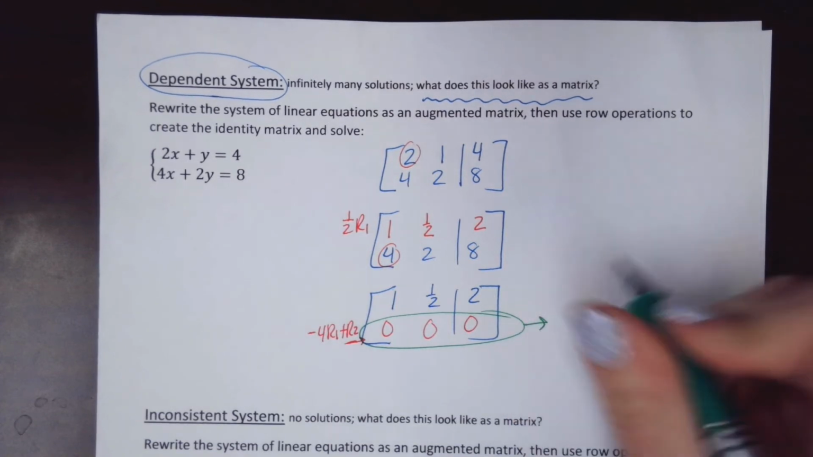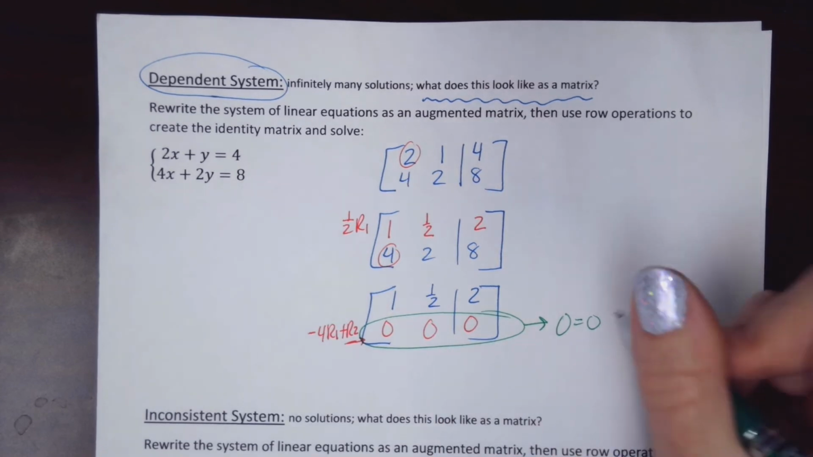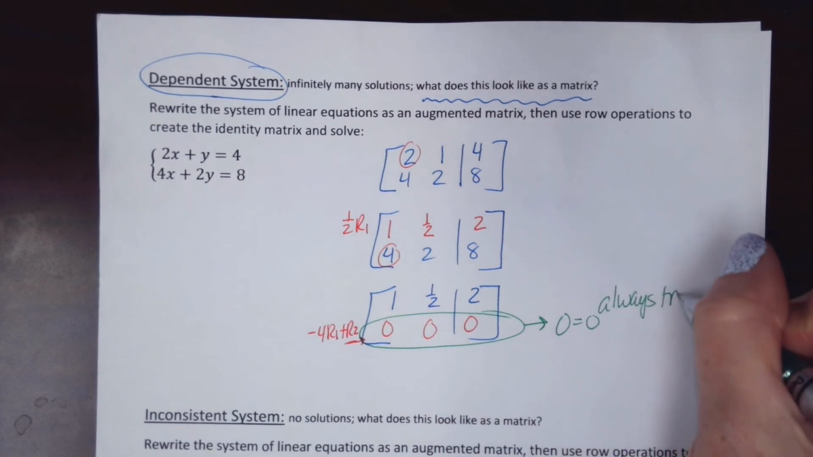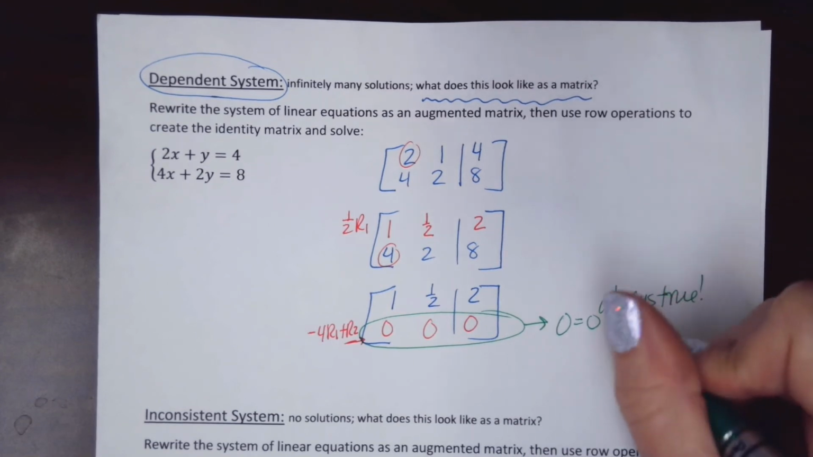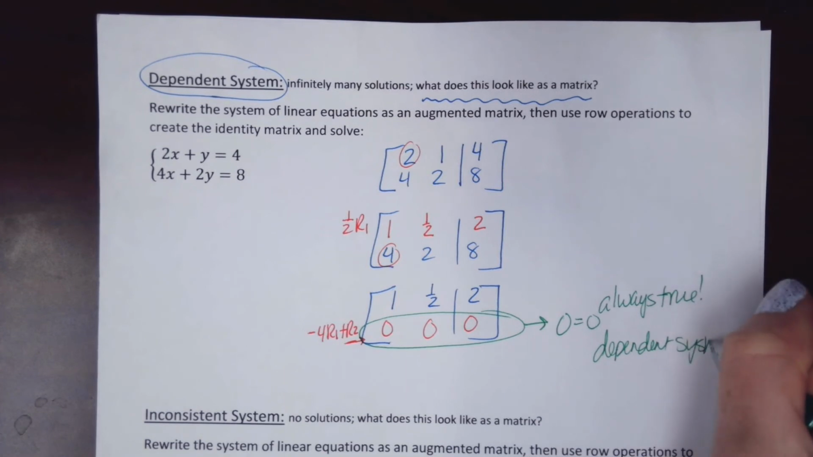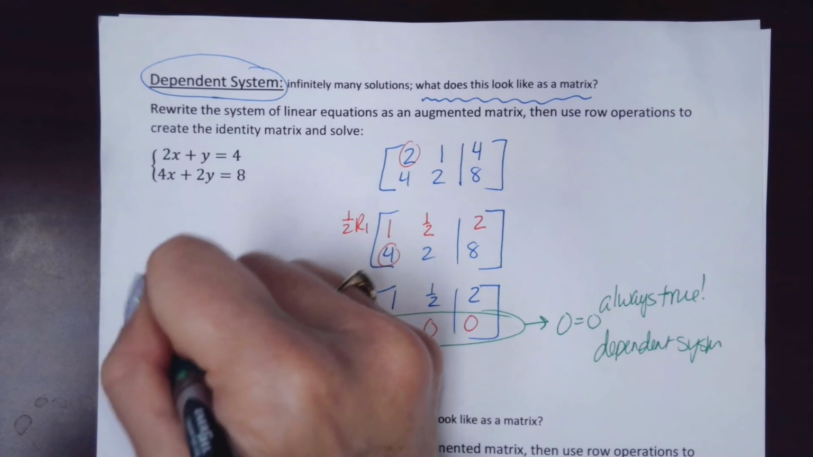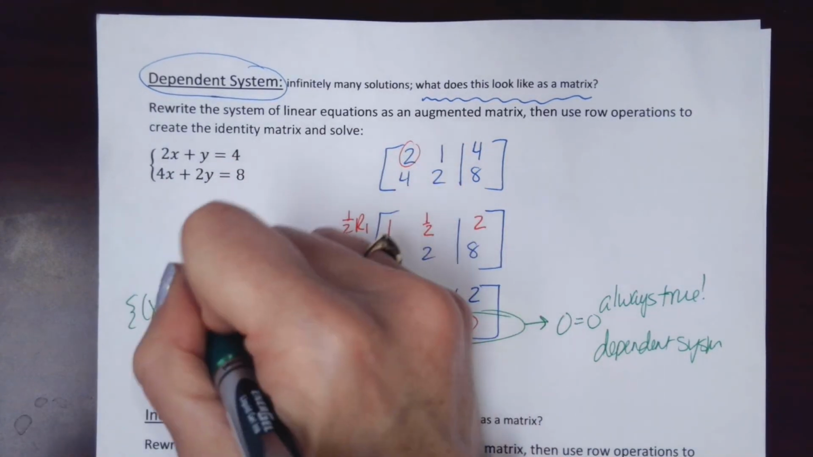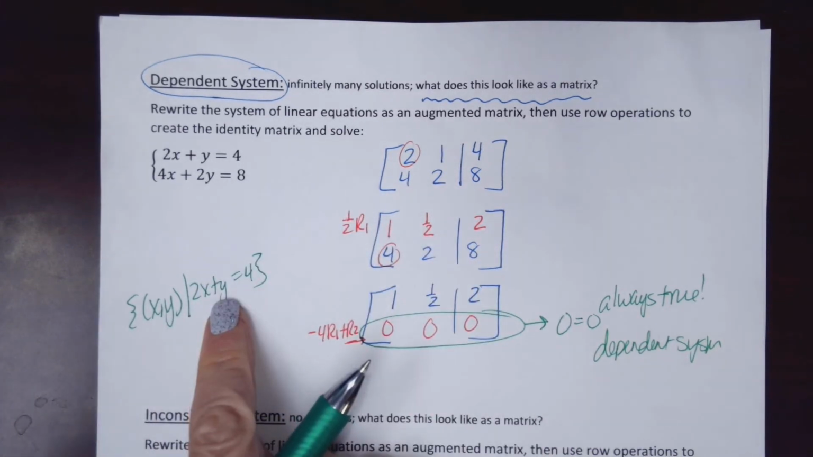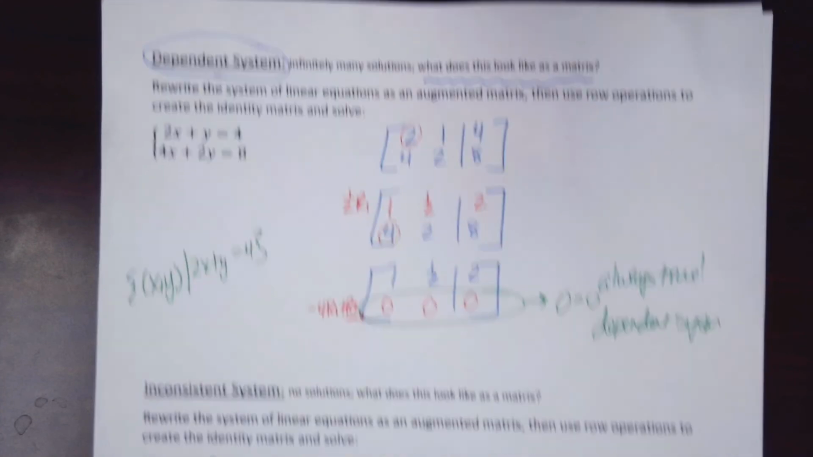This second row tells me 0 is equal to 0. The left side is 0. The right side is 0. This is always true. So assuming I've done things correctly, I have that dependent system. And remember, we write that solution set by saying, all right, any ordered pair x, y such that, and then I just use either one of my equations. If it fits this equation, it's going to fit the entire system. Got an infinite number of solutions.